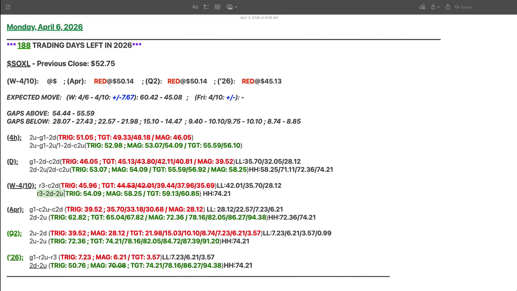But if we do get that price action to the upside, again, we talked about this 3-2 down, 2 up, triggers at 54.09, magnitude of 58.25. And if we really get running, we've got some extended targets out here for us as well.